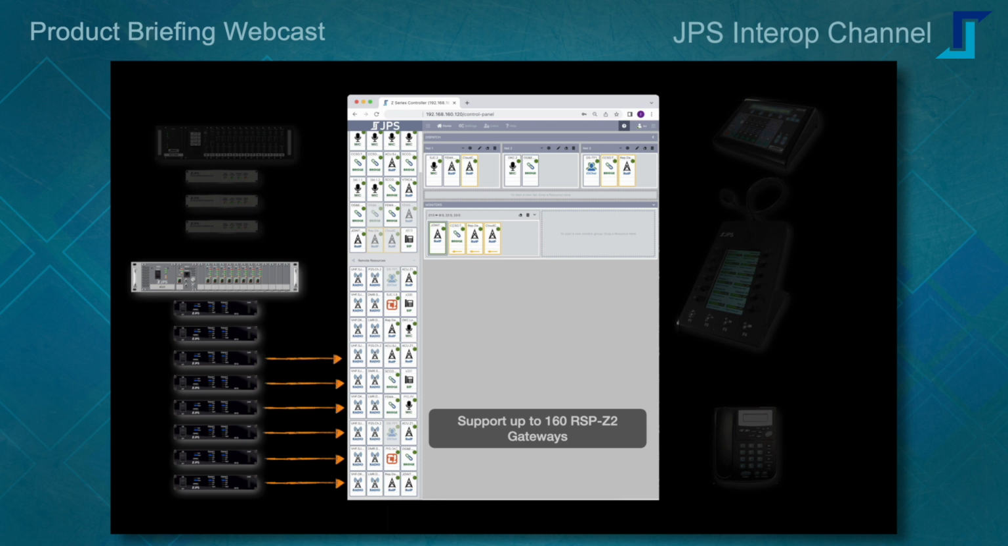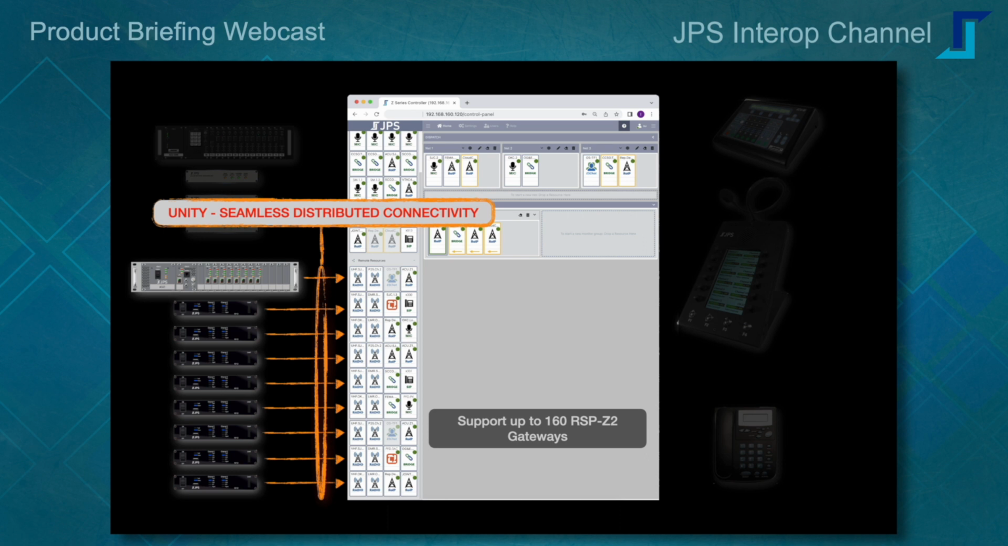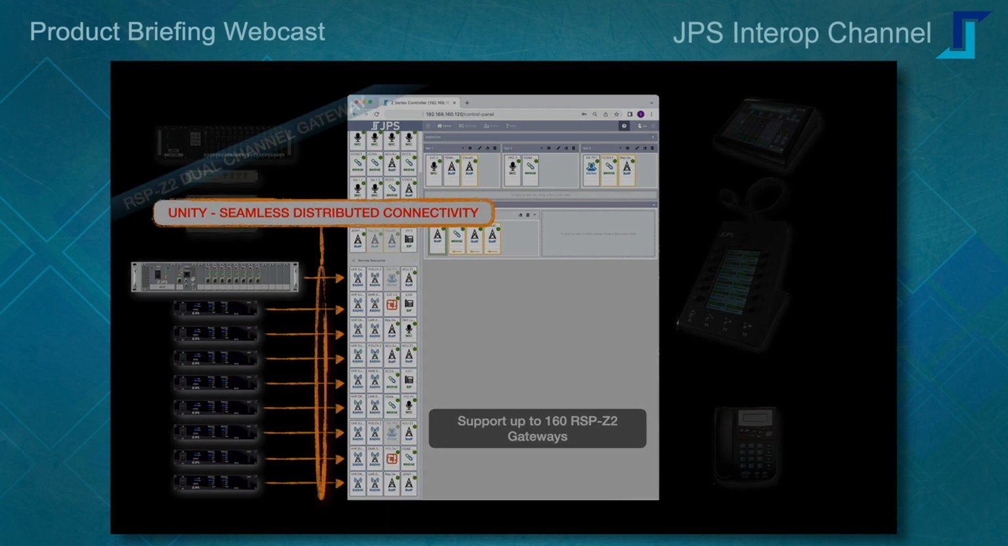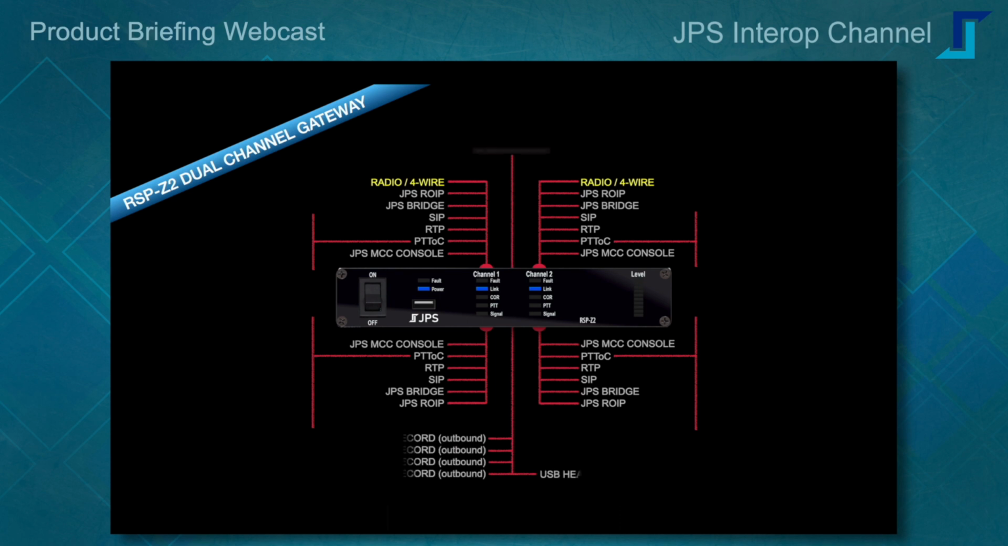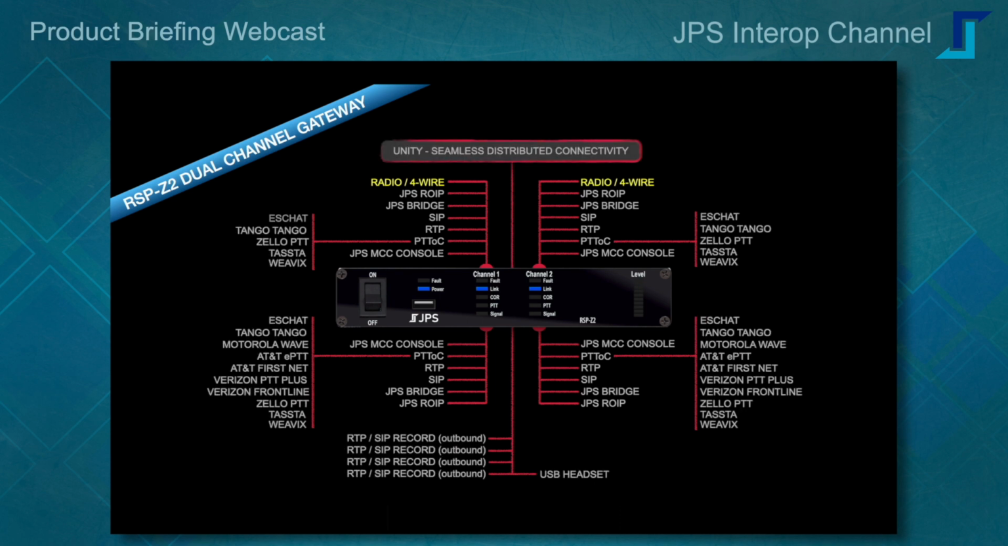So incidentally, the controller can support as much as 160 RSP-Z2 gateways. That's pretty astounding. We're talking over 600 resources can be supported by a single controller. And again, this is because of the power of the Unity suite of functionality in terms of allowing us to create these very complex wide area systems. And just kind of as a reminder to everybody, Carol, here's a view of the capabilities of the RSP-Z2. Very capable gateway by itself, but when introduced under Unity, we can create some very complex wide area solutions.